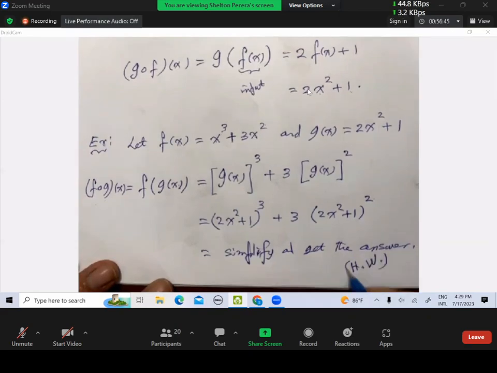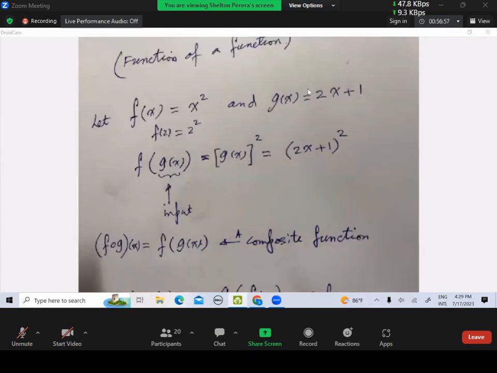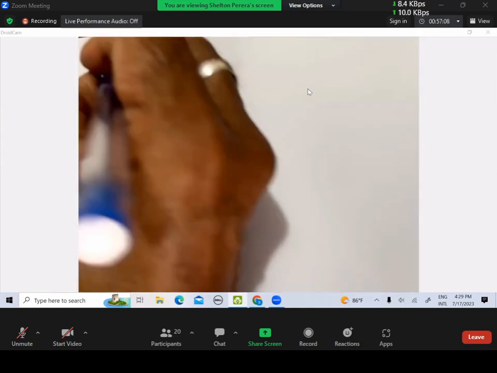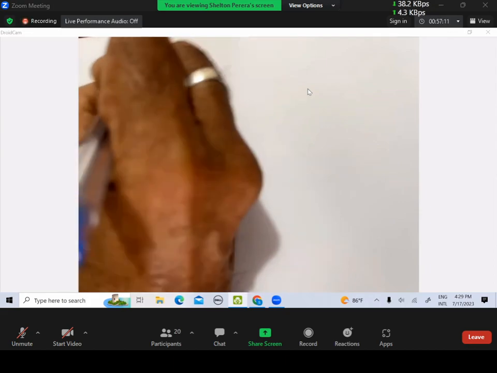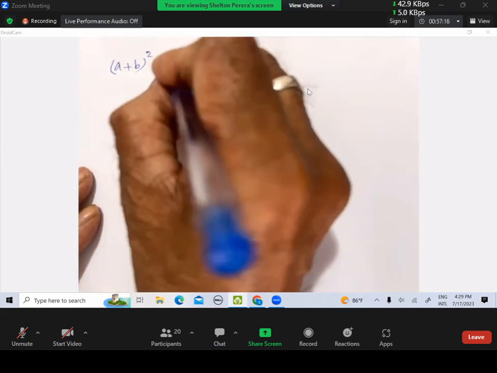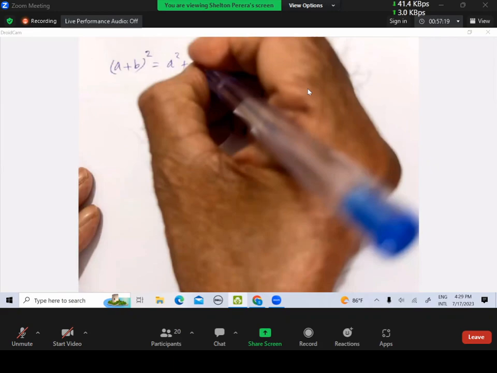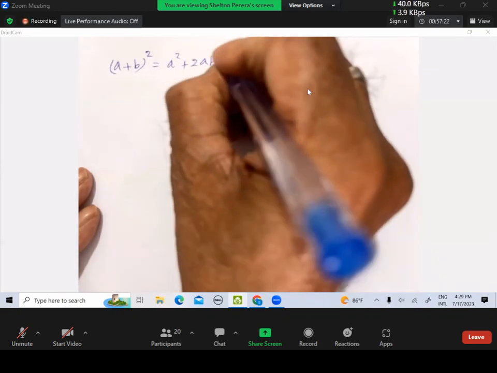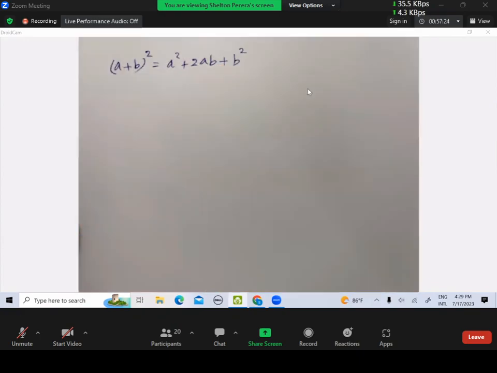You do that, but I would like to take this opportunity to review what a plus b cubed and a plus b squared are. Okay? So, what is a plus b cubed? If we have real numbers, a plus b squared is equal to first term squared plus twice the product of these two, 2ab, plus the last term squared. That is a plus b squared.